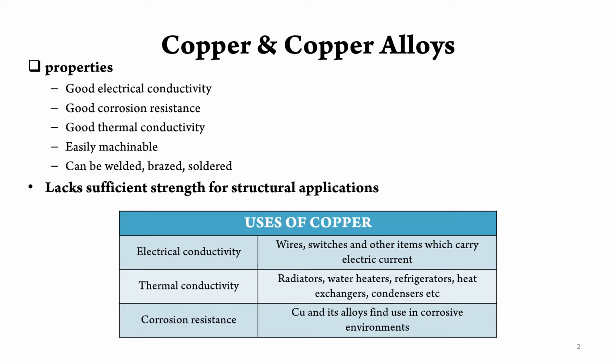Why are we using copper? Because of its electrical conductivity, we can use it for wires, switches, and other items which carry electrical current. Due to its thermal conductivity, it can be used in radiators, water heaters, refrigerators, heat exchangers, condensers, etc. Due to its corrosion resistance, copper and its alloys can be used in corrosive environments.